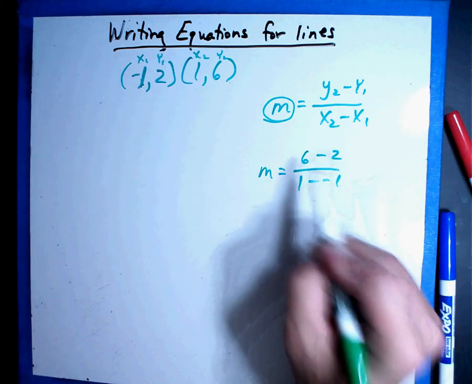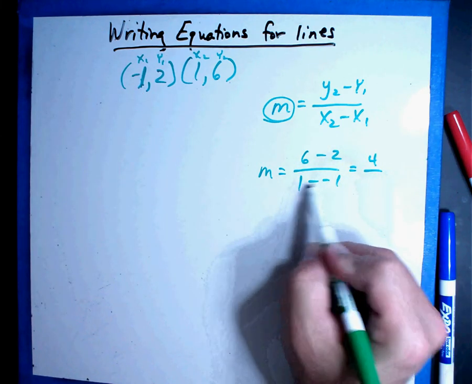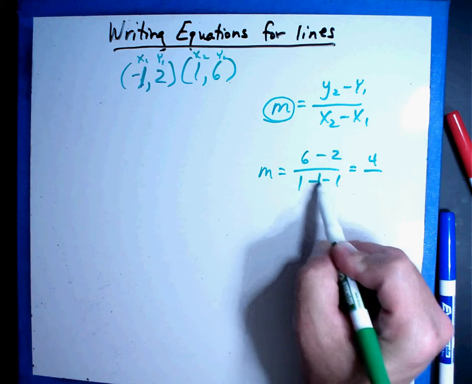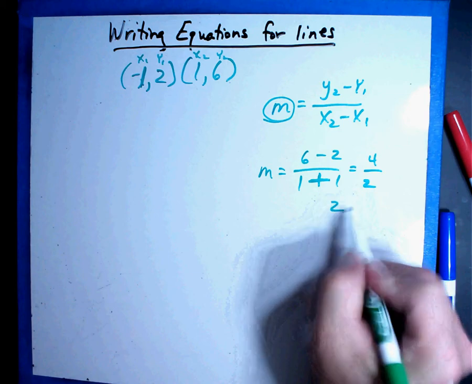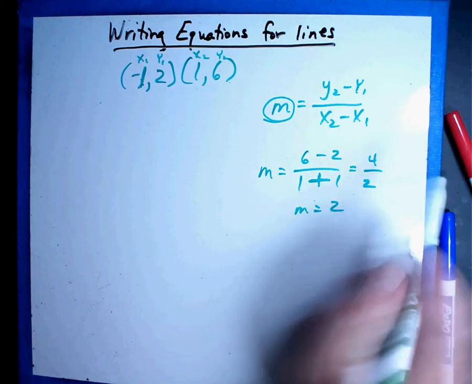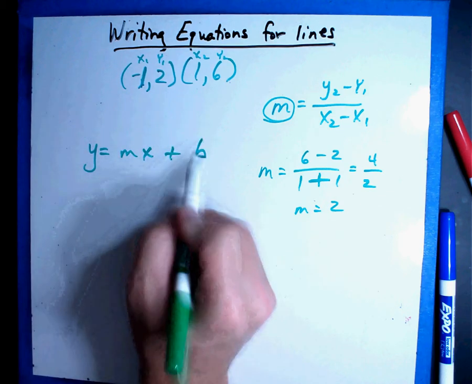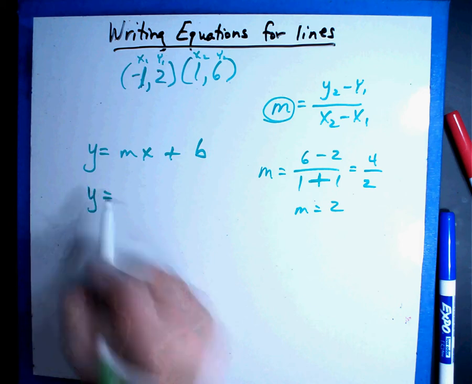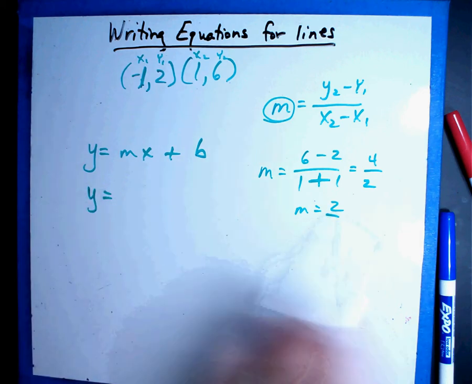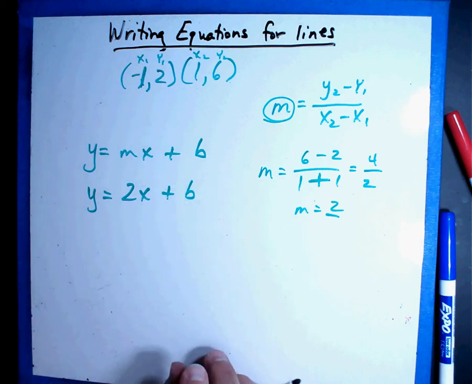Well, that's interesting. 6 minus 2 is 4, and 1 minus a negative is the same as being a plus. It's over 2. 4 over 2 is 2. So m equals 2. So if y equals mx plus b, well, y equals, I figured out my m right there. I did the work. 2x plus b.